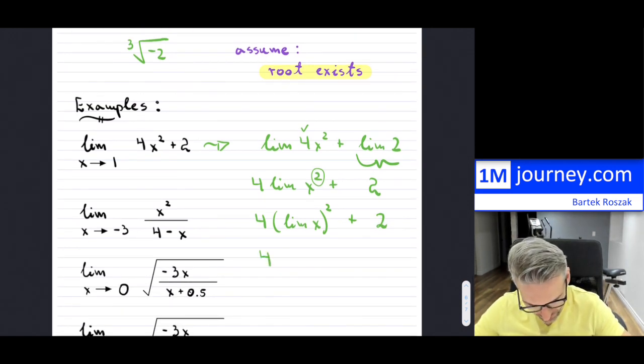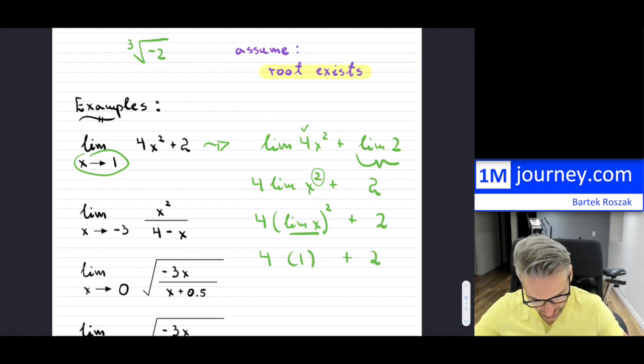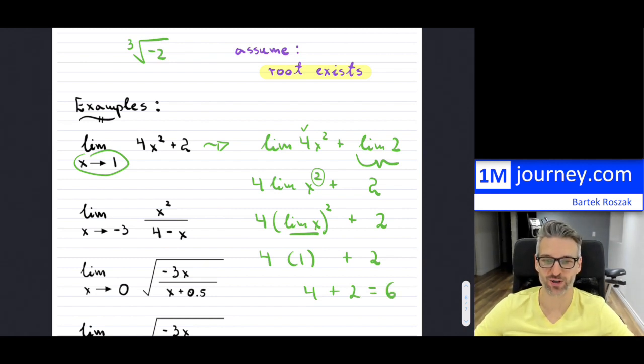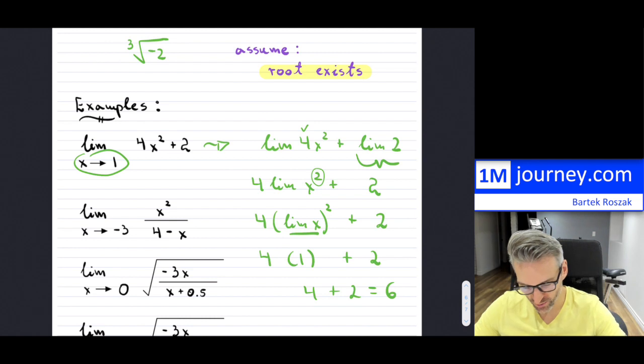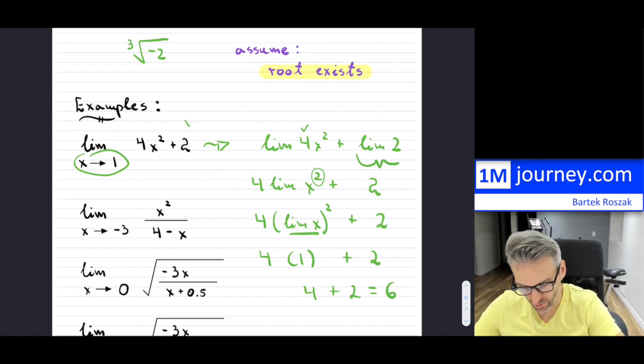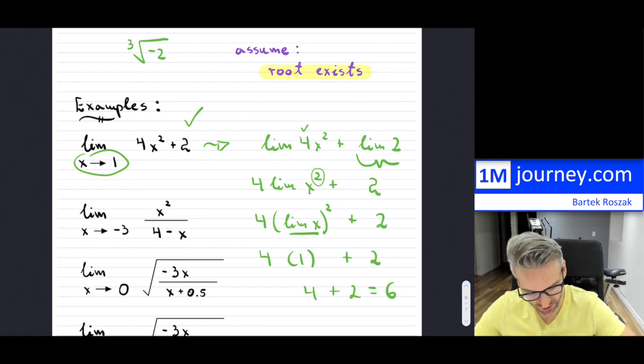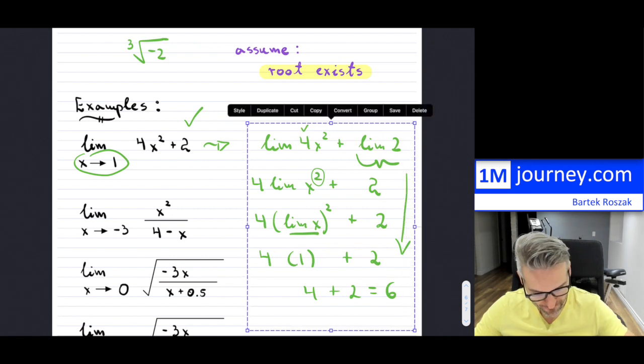And then this is just 4 times the limit of x as we're approaching 1. So that's simply 1 squared. 1 squared is 1. Then plus 2, and this becomes 4 plus 2, which is equal to 6. So you have to do all that work to show it. And of course, in this case, we do not run into any problems because 4x squared plus 2 is a polynomial, and polynomials are super well defined. So we can literally substitute and we'll get that 6. But this is how you would show your teachers if you understand your properties or not. So that's one example.